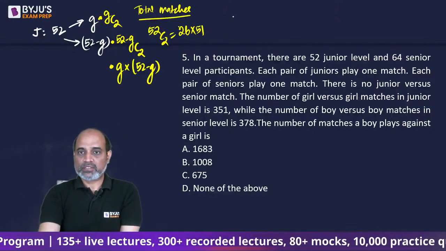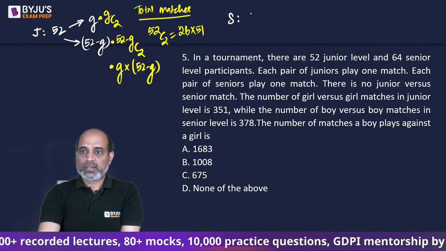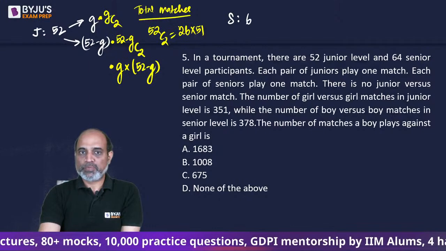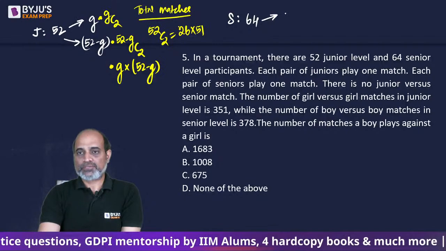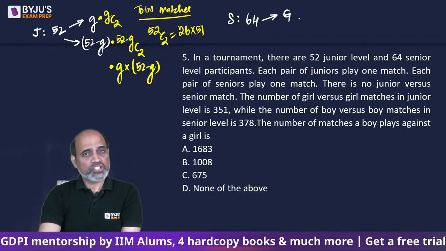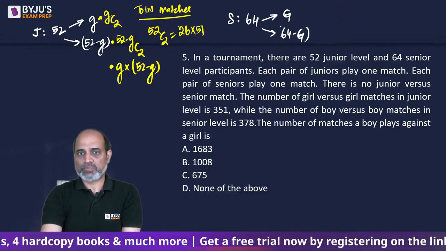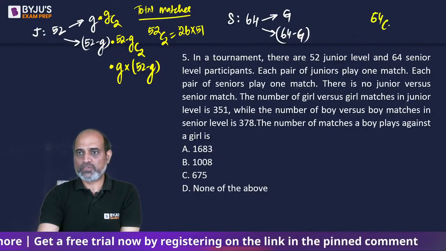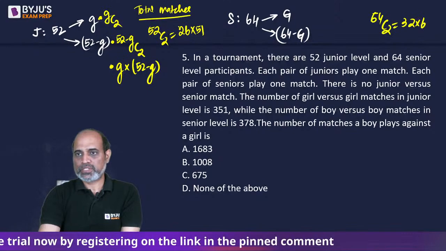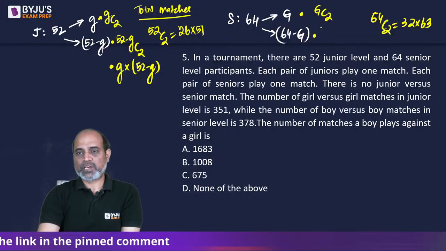Now what about the seniors? So if you look at the seniors, the total number of people are 64, out of which, let's say, we have capital G girls. And we will have 64 minus capital G boys, obviously. Same logic. Total matches we will have is 64C2, which will result in 32 into 63. And the number of matches by girls alone will be GC2. The number of matches by the boys alone will be 64 minus GC2.